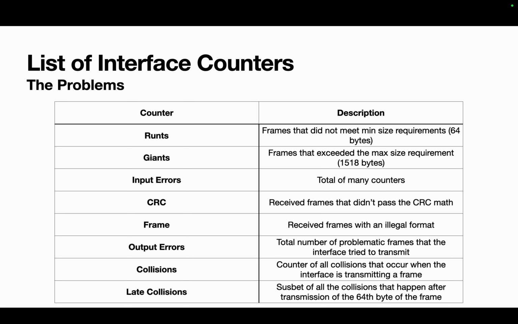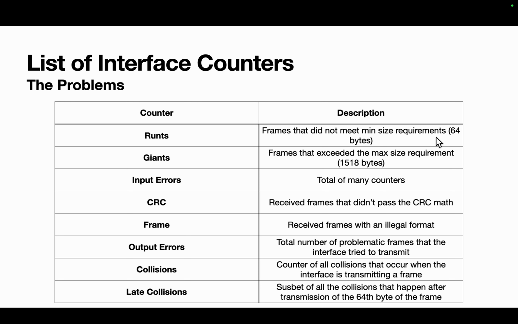Interface counters can give you information about several kinds of issues, and these are just some of them, but it's very important. It's one of the key topics for verification and configuration of switch interfaces. So this is one of the key things I want you to take away from this lesson: runts, for example. Runts are frames that didn't meet the minimum size requirement, which is 64 bytes.